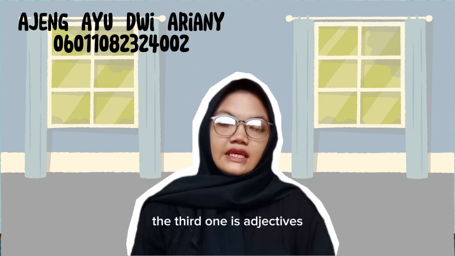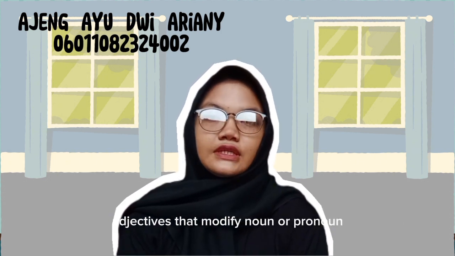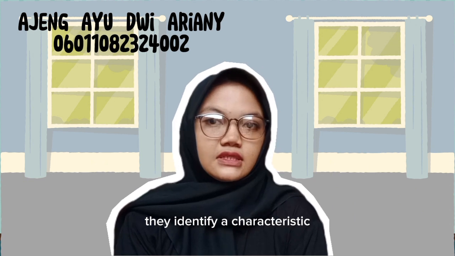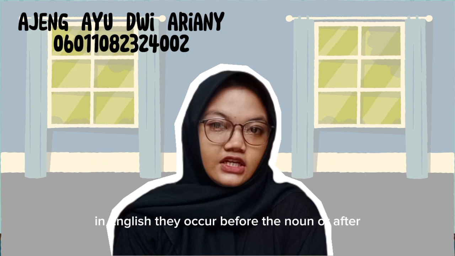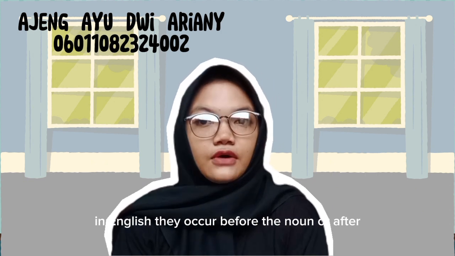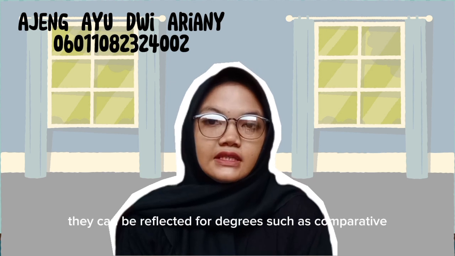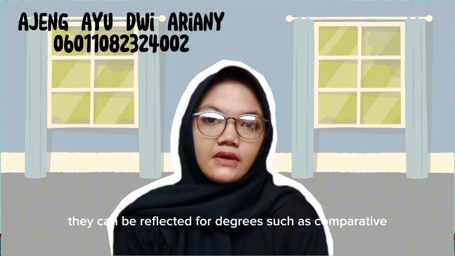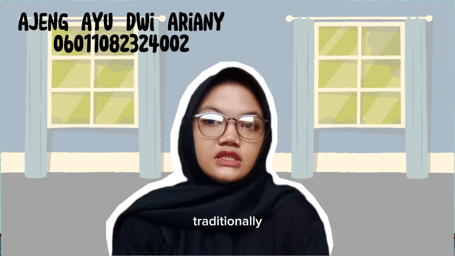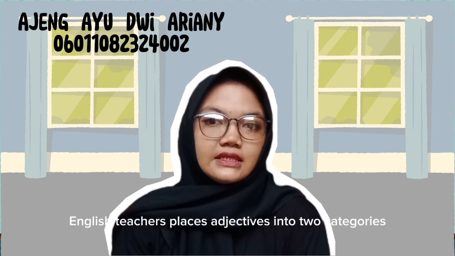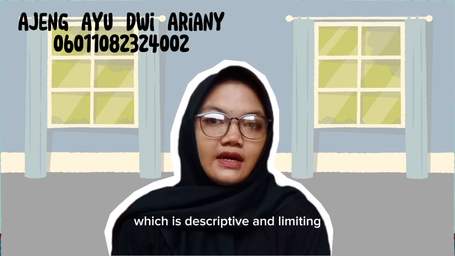The third one is adjectives. Adjectives modify a noun or pronoun. They identify a characteristic or a quality of a noun or pronoun. In English, they occur before the noun or after verbs like is. They can be inflected for degrees such as comparative faster and superlative fastest. Traditionally, English teachers place adjectives into two categories, which are descriptive and limiting.